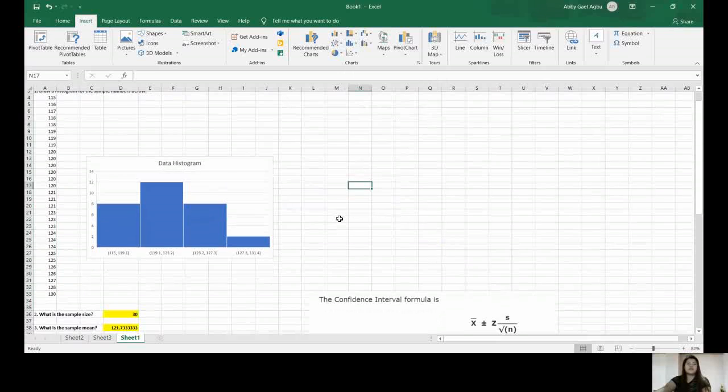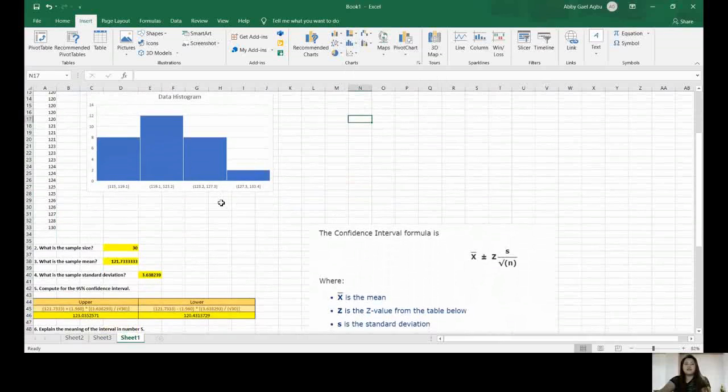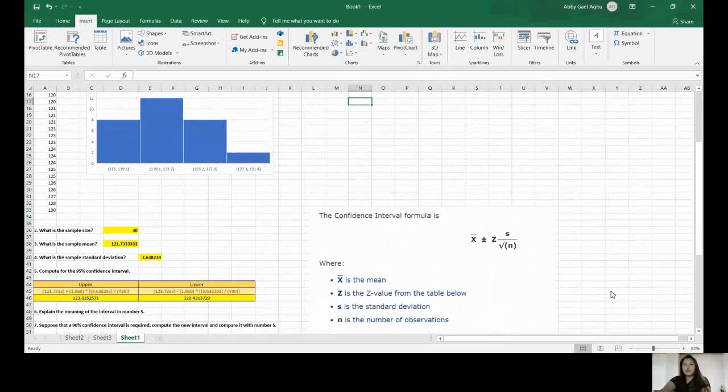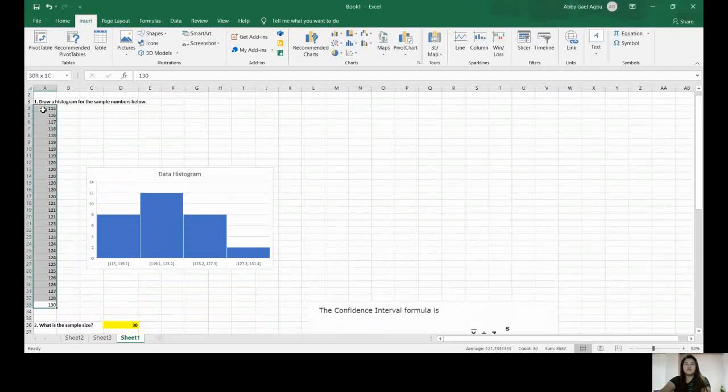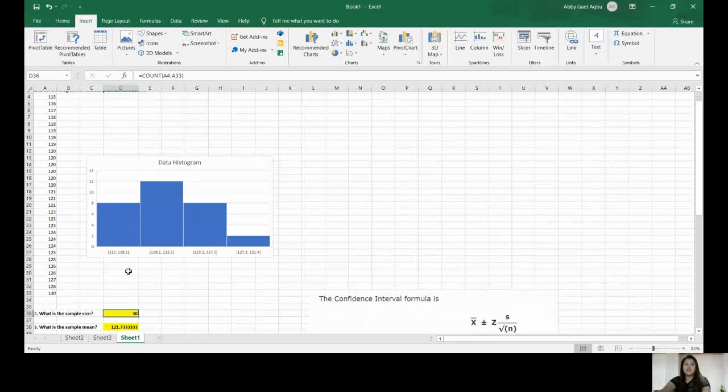And for number 2, what is the sample size? A sample size can be seen if we highlight these numbers, your data, and you can see the count number there for a shortcut. But you can also use the formula, which is count A4 to A33.